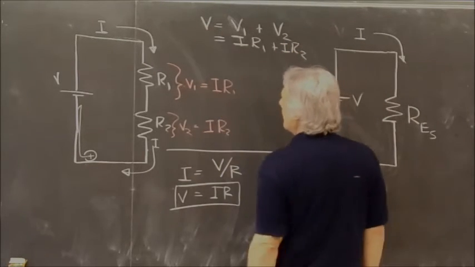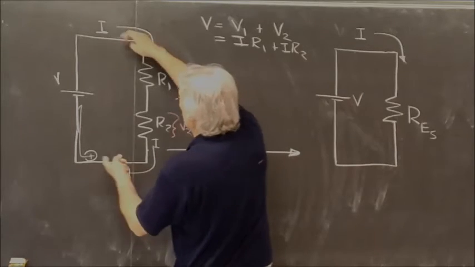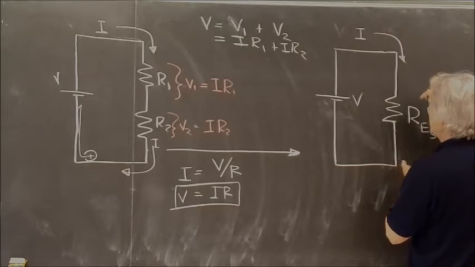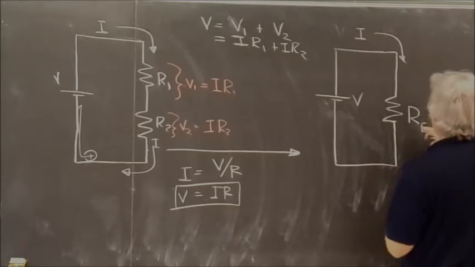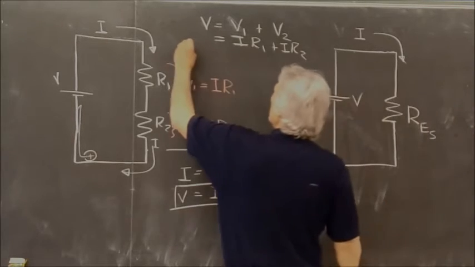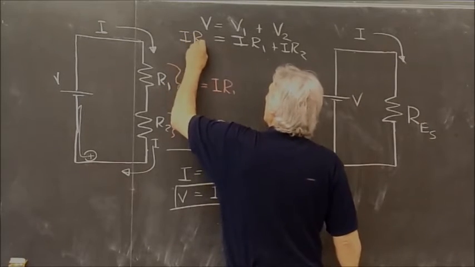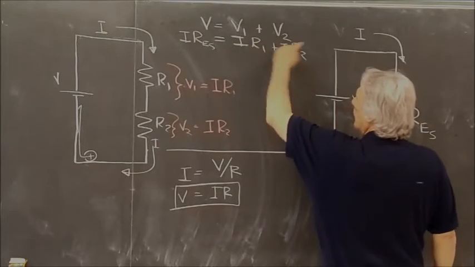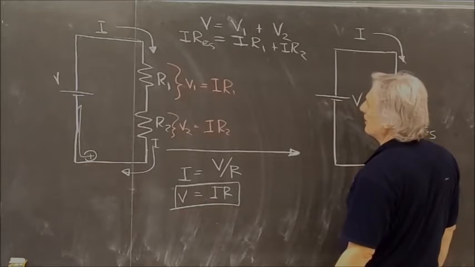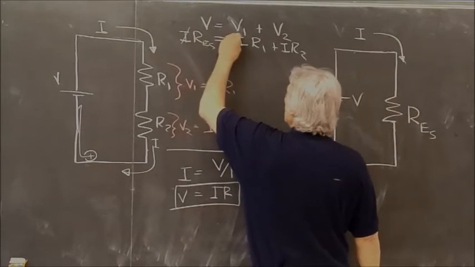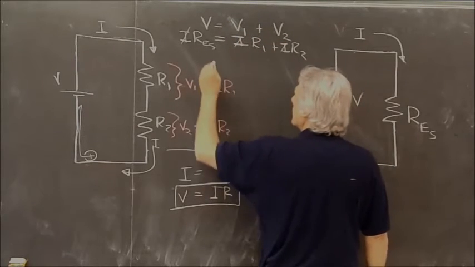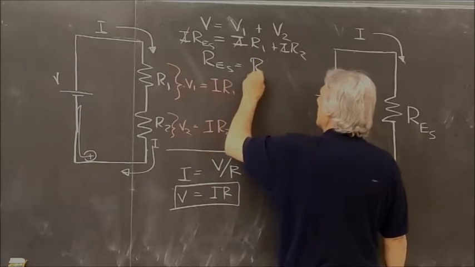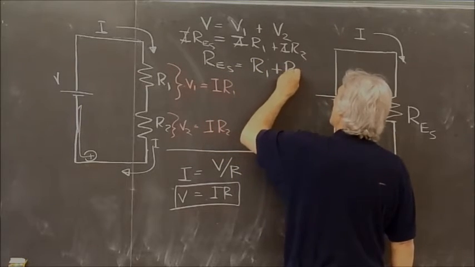Well, what is V equal to? V is equal to I times R, correct? But this is R equivalent, so watch what I'm going to do. I times R equivalent series is equal to the sum of the voltage drops, which we have here. Well, immediately I think you can see that I is common to both sides, and look what we end up with, this nice relationship. R equivalent series is equal to the sum of the resistors that we have.